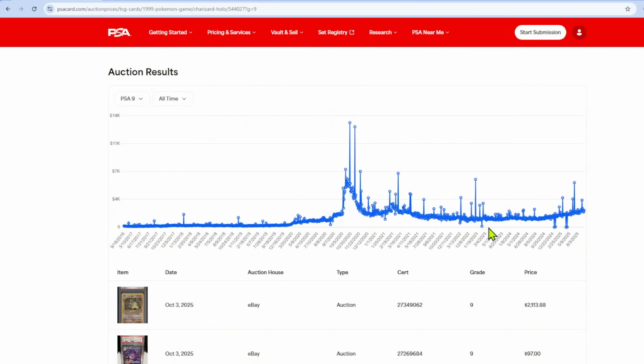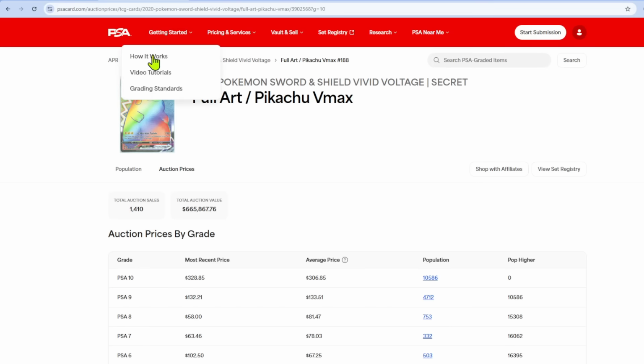Everyone knows the base set Charizard. And still to this day, in the most extreme speculative conditions, this card has not recovered anywhere near these prices. So this is why it's important to understand this data. So let's go over another card now.